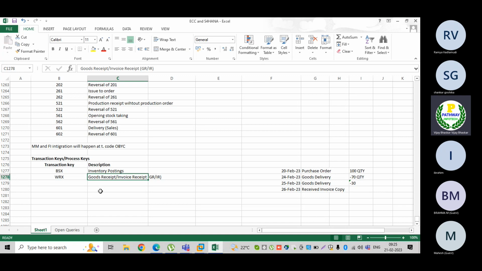So this is a temporary account, to manage the time difference between GR, which is goods receipt, and invoice receipt. To manage these two differences, we would require a GRIR clearing account. Understand the concept of GRIR clearing account here. Then the next key is the PRD. PRD is a price difference.